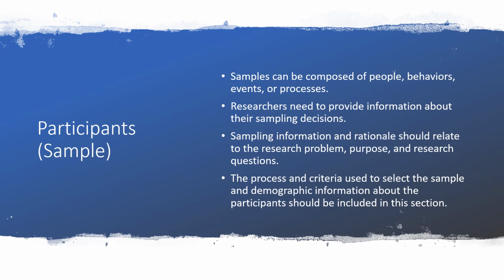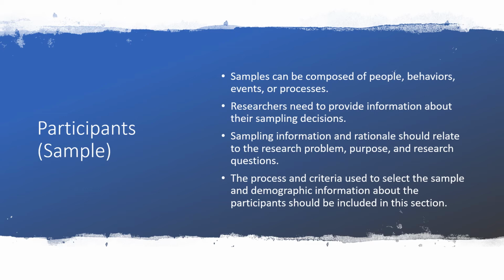So sampling information and rationale should relate to the research problem, purpose, and research questions. Say I'm doing action research on disabilities in my classroom, working with students with disabilities, and in my classroom of 25 students, only 4 of them have identified disabilities. And so I choose to reduce my sample to just those 4 students. I'm going to do a case study about each one of them. And those 4 case studies will then allow me to do comparative analysis between their experiences so that I can learn something to answer my research question about disabilities in my classroom.